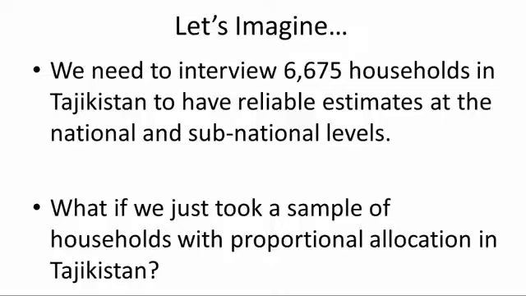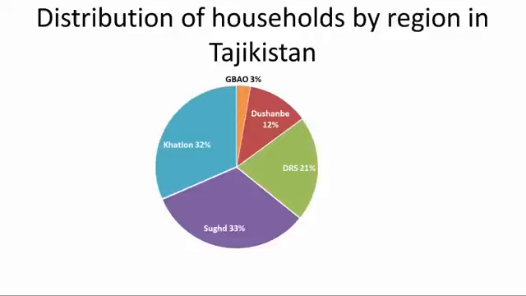For demonstration purposes, let's imagine that we want to take a sample of households with proportional allocation in Tajikistan, meaning that we select a number of households from each region, exactly in proportion to the distribution of households of that region in the country. This pie chart shows the distribution of households by region in Tajikistan. Like most countries, the population is not evenly distributed among the 5 regions. The Sugd region includes 33% of the country, while a smaller region like Gabal contains only 3% of the population.